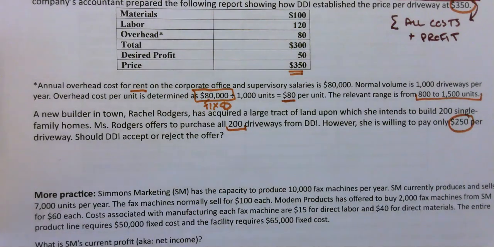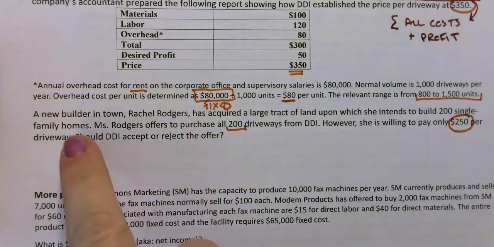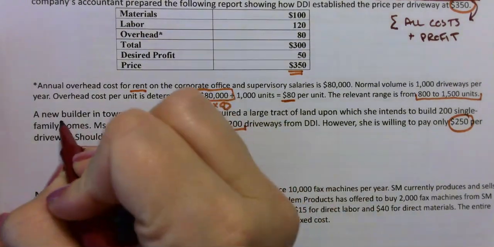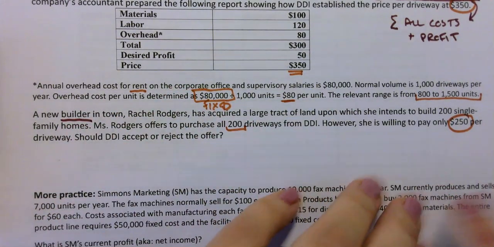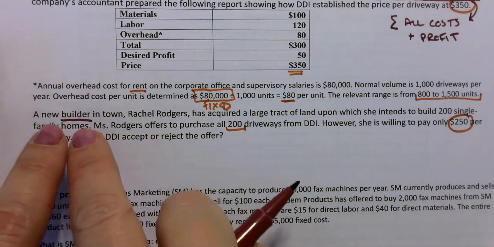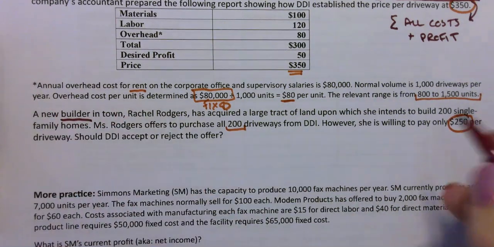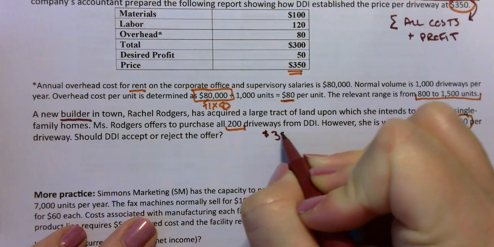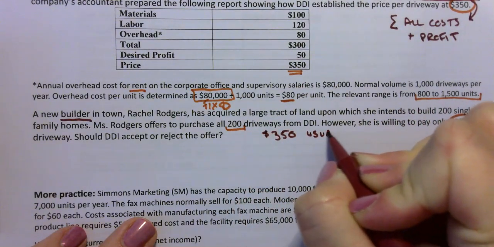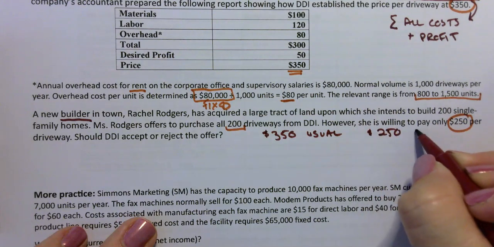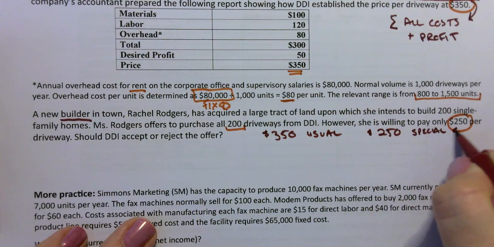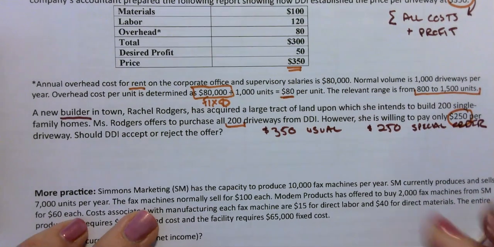Now, I want to point out, first of all, this is a new builder. This is not somebody that they usually sell to. So business is not being taken away and diverted into a new situation. This is a new customer coming to them. Also, what they usually charge customers is $350. That's the usual price. But now she's saying, I'm only going to pay $250, which is the special order. Should they take the special order?